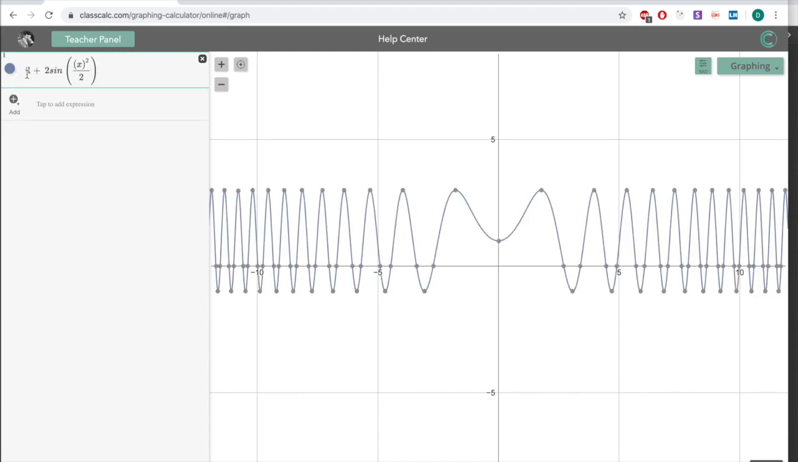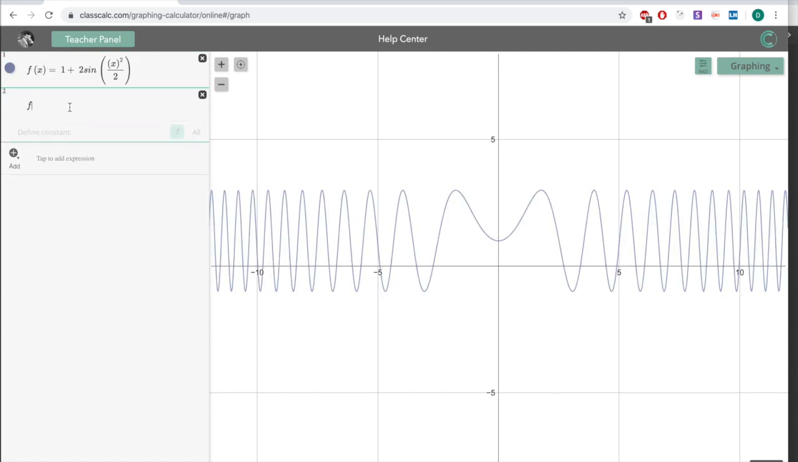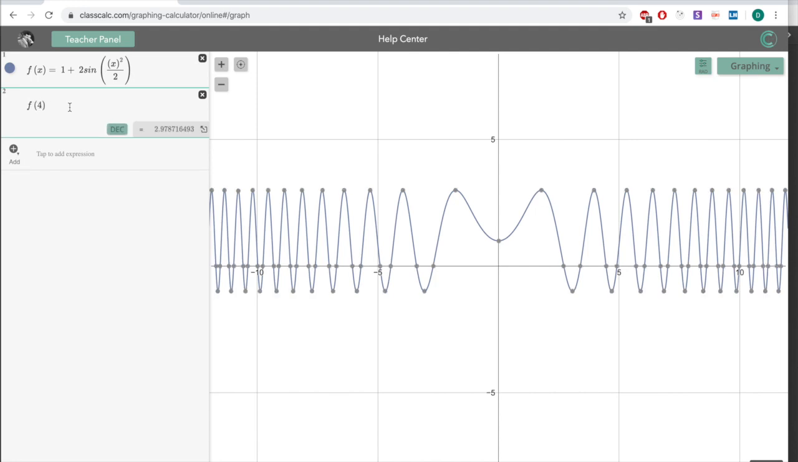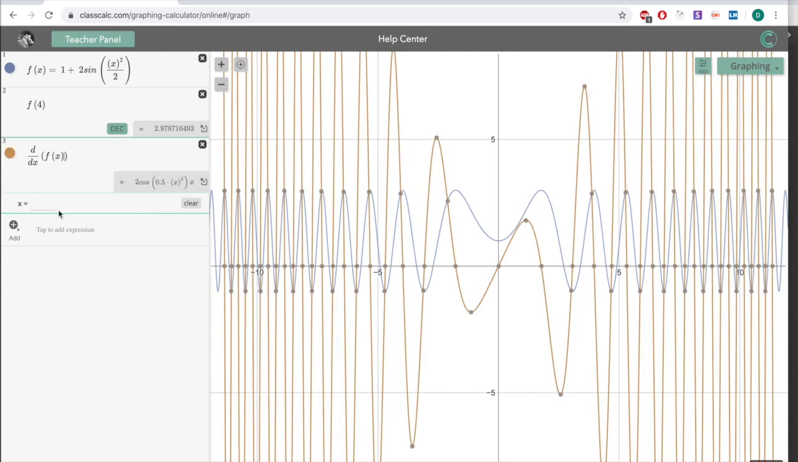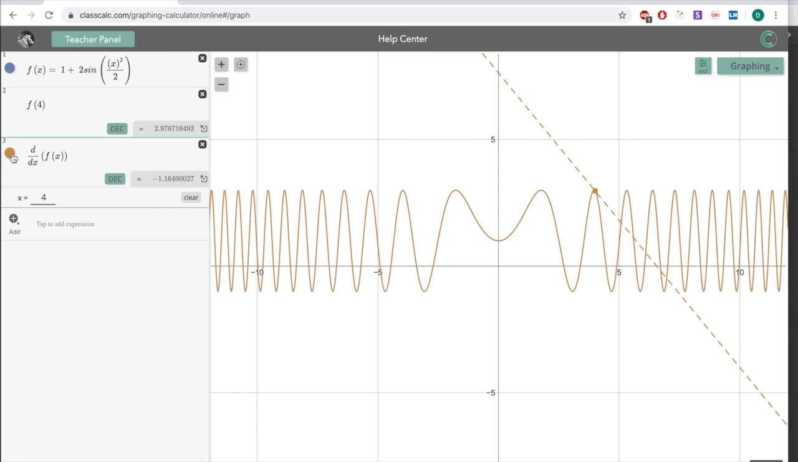And to solve it at x equals 4, we'll go ahead and declare that function as f of x, and then just have f of 4 to get a velocity of 2.978. And then to take the derivative, we could do d by dx of f of x, and then denote that we want to solve that at 4. And you can see it even gives us a slope, which is nice. And so it's going to be a positive velocity and negative acceleration, so we know that means it's slowing down.